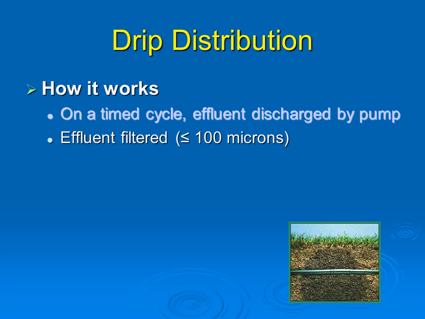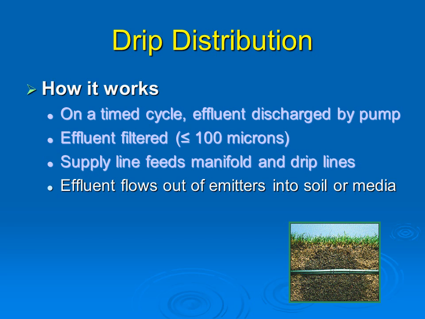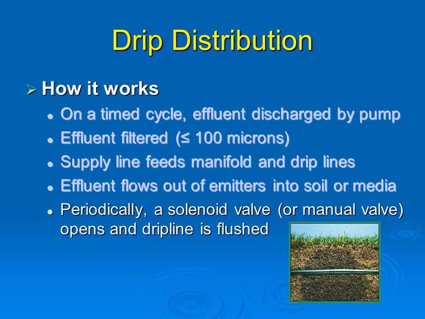The effluent is filtered through a less than 100 micron filter. A supply line feeds the manifold and drip lines. Effluent flows out of the emitters dripwise into the soil or receiving media, since it can be used as the distribution method for media filters.